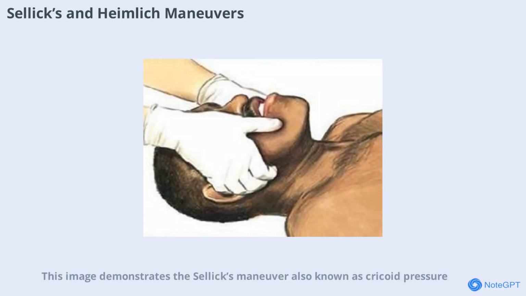This image demonstrates the Sellick maneuver, also known as cricoid pressure, used during intubation to prevent aspiration. The Heimlich maneuver, on the other hand, is used to relieve airway obstruction caused by foreign bodies. Both techniques are vital in emergency airway management and require proper training for effective use.